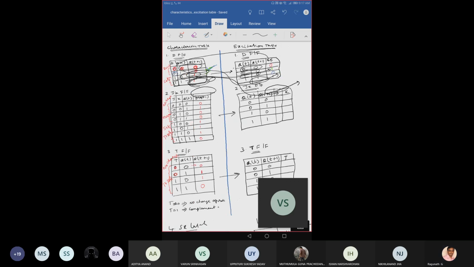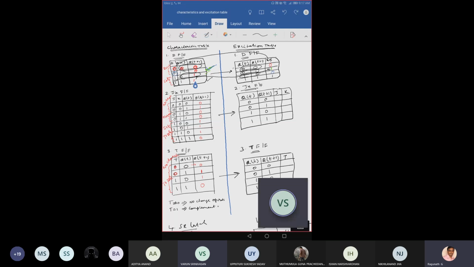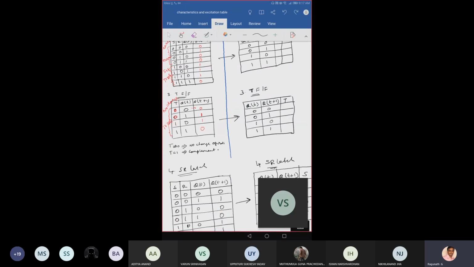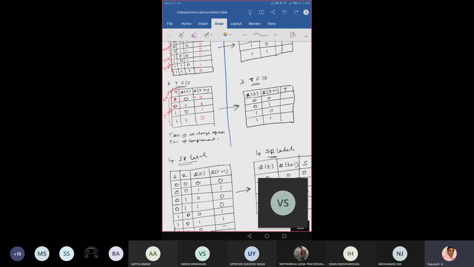Yes or no? So we have to see the characteristic table, find the D value and use it. That's all, you just pick it. We are doing it for JK and T as well, so you can easily understand. Now we come to T. We will discuss JK after T.